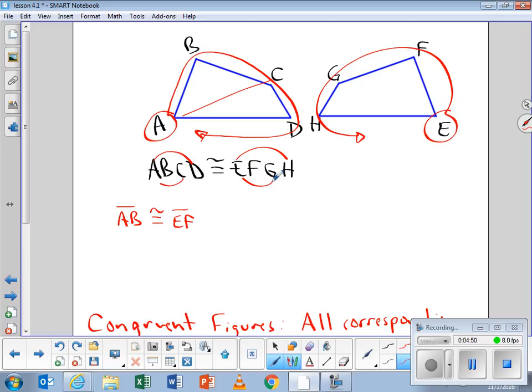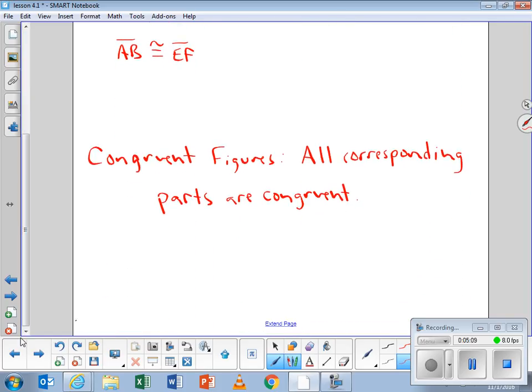Okay? So you see the order in which these letters are labeled matches up with the order in which these are labeled. So you don't need to draw the picture to know what parts are corresponding, what parts are congruent. If you know the two figures are congruent, then these corresponding parts are congruent. And that leads us to this right here. Corresponding figures. All corresponding parts are congruent. So the corresponding angles are congruent, the corresponding segments are congruent. And like Paul pointed out, the corresponding diagonals would be congruent. Okay, I'll pause that while you finish copying it down.